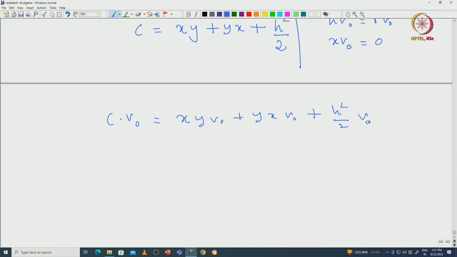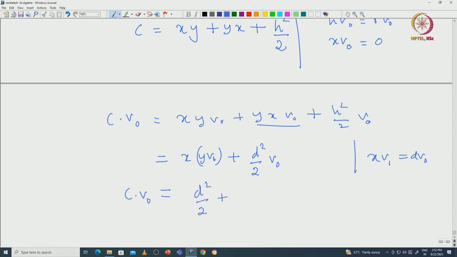So then what is it? So x is going to kill it. So it is going to give me just xy v0 plus h is going to give me r squared by 2 v0. But x v1 we know already how it is, okay. X v1 is nothing but r times v0. So if you use that, then you get c v0 is nothing but r squared by 2 plus r times v0, okay.